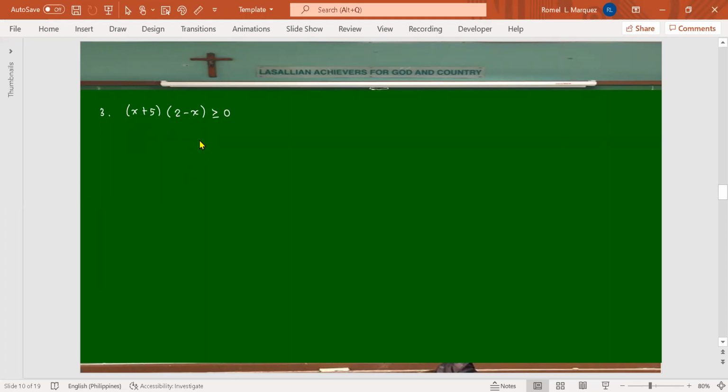What about this? The left side is already in factored form, so we can easily get the critical numbers. Can you do mentally the critical numbers? Critical numbers are the solutions of the associated quadratic equation. What are the critical numbers? -5 and +2. Am I correct? -5, +2. Is that correct, children?